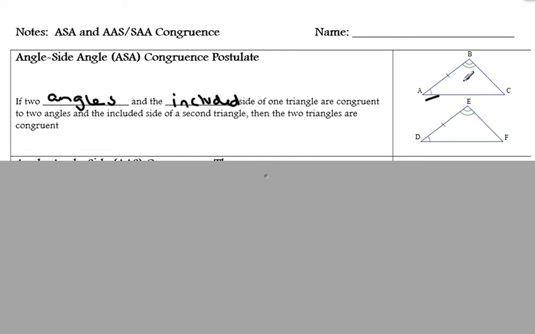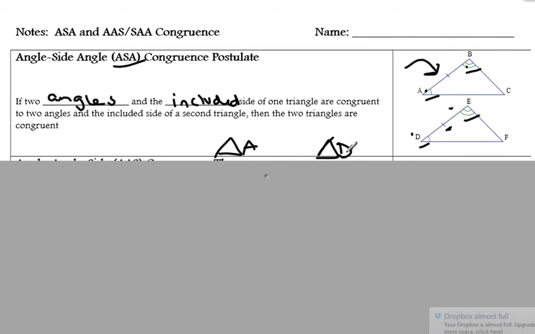So here we have two angles in one triangle congruent to two angles in another, and the included side, meaning the side in between the two angles, are congruent. Then these two triangles are automatically congruent by the angle-side-angle congruence postulate. And our congruency statement for this one would be triangle A, which matches up with D, triangle B, which matches up with E, and C, which matches up with F.